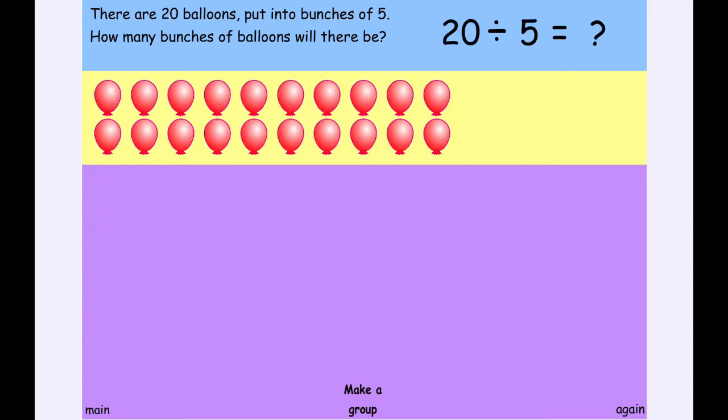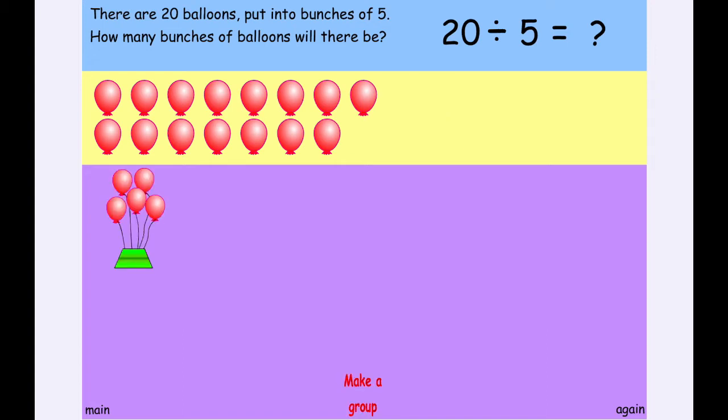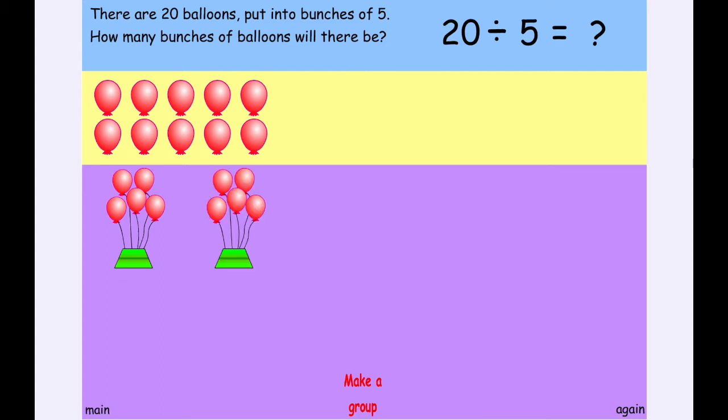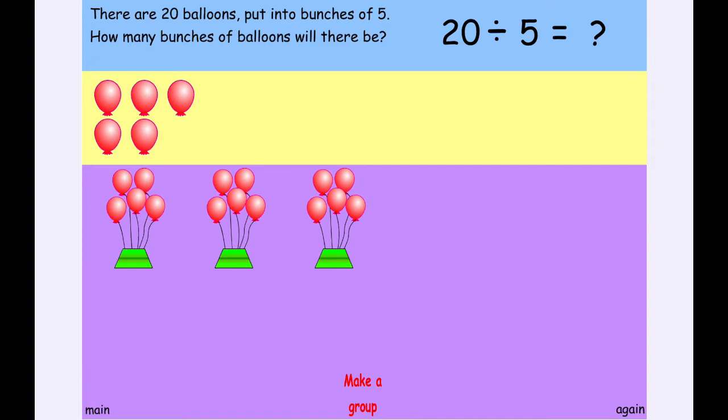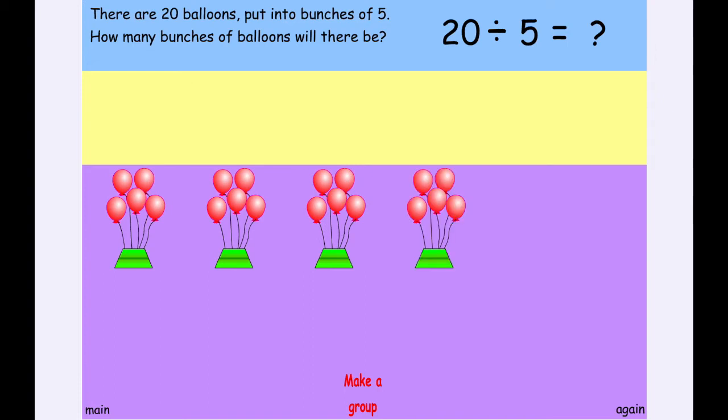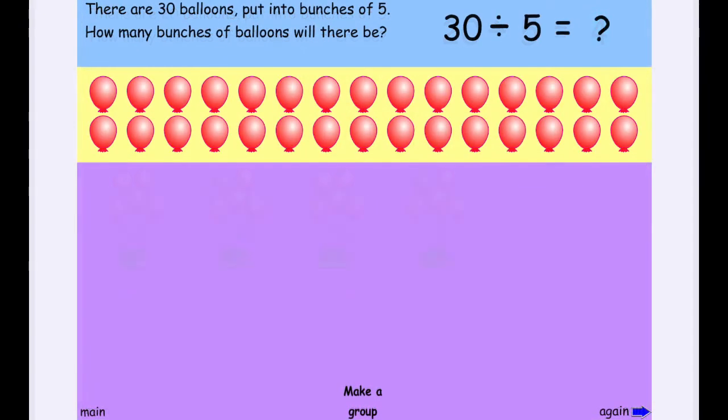This time there were 20 balloons and we had to put them into bunches of 5. So the first group you drew out should have 5 in it. Then we need 6, 7, 8, 9, 10, 11, 12, 13, 14, 15, 16, 17, 18, 19, 20. You've used up all 20 balloons. They are in groups of 5. How many bunches are there? 1, 2, 3, 4. 20 divided by 5 equals 4.